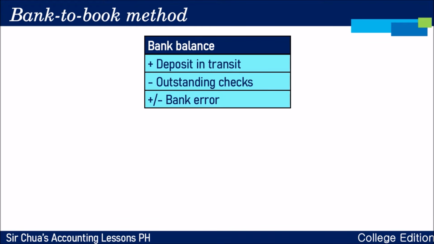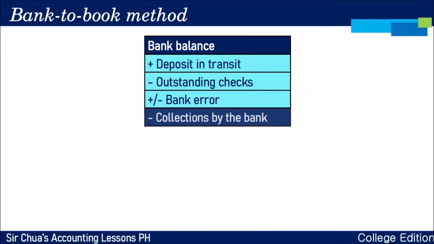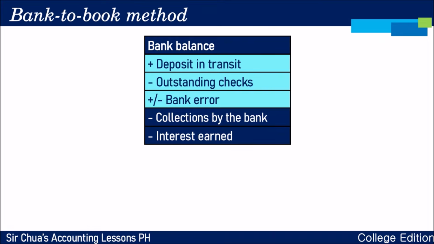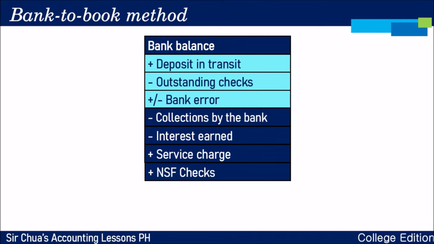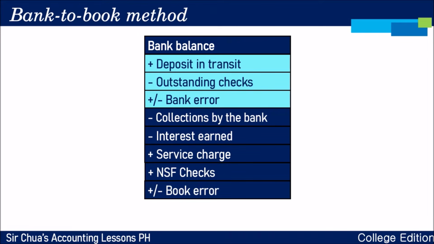Pero pagdating na po sa ating book reconciling items, pabaliktad na po tayo. Minus collections by the bank, yung notes collection, minus interest earned, pero padagdag na po yung service charge at saka NSF check. And then ganun din po yung book error, pero pabaliktad na siya ha.